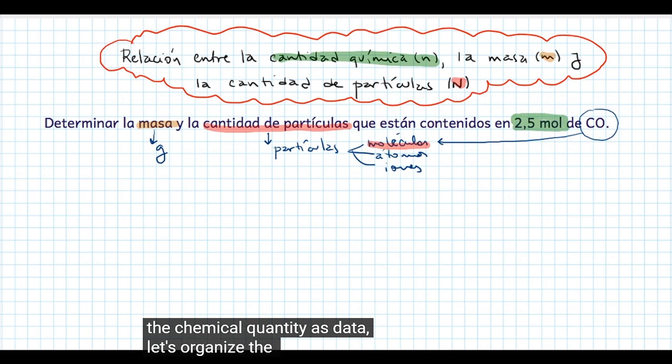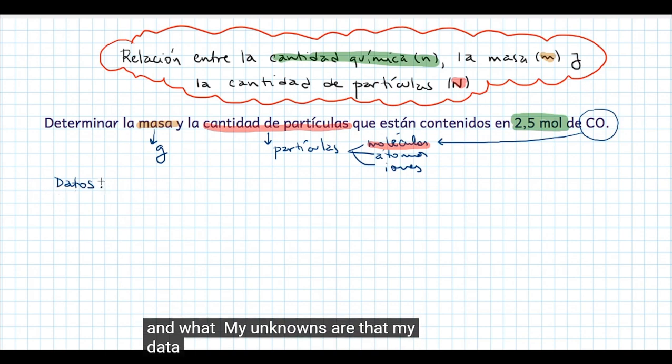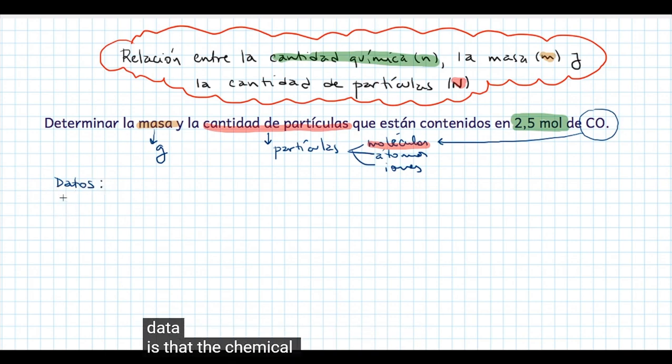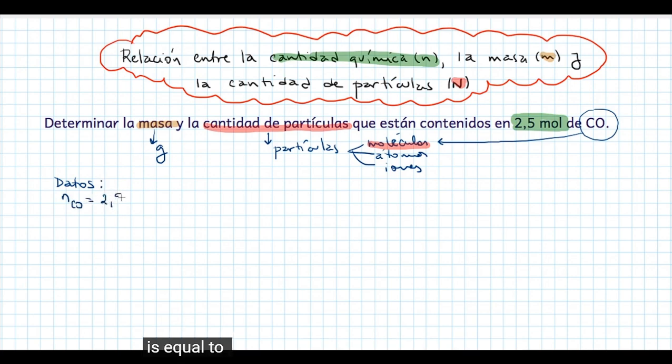Let's organize the information we have in a column that says what my data is and what my unknowns are. My data is that the chemical quantity of carbon monoxide is equal to 2.5 moles.